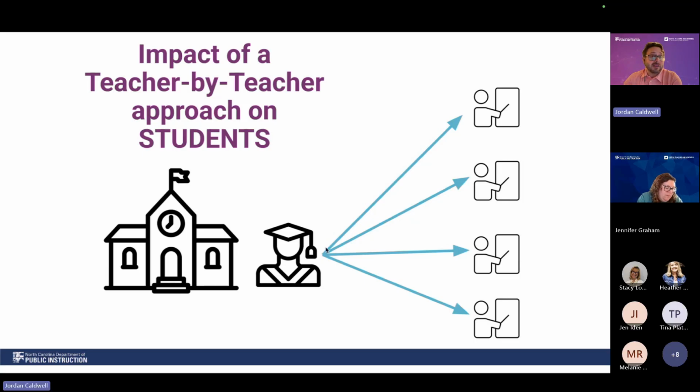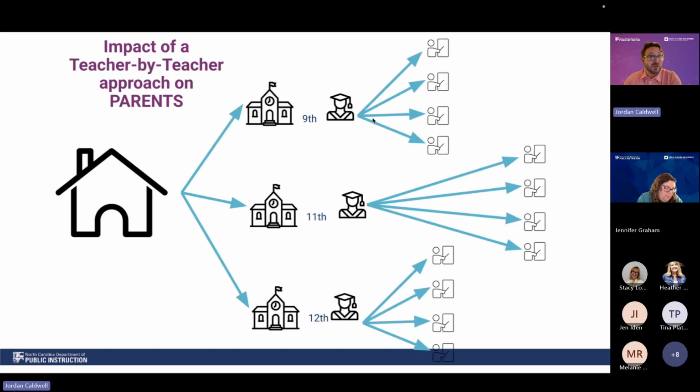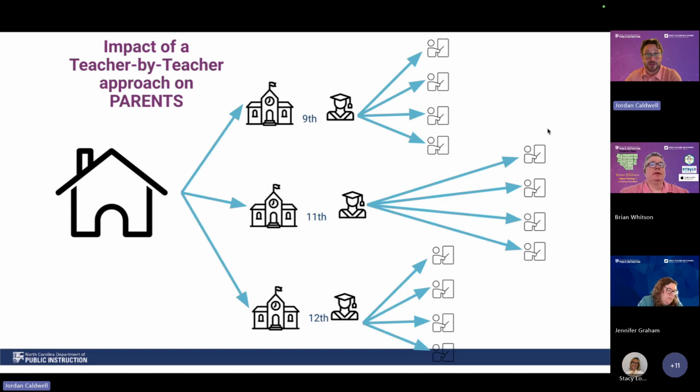Now put yourself in the shoes of a parent. Say I'm a parent at the high school level, and I have a 9th grader, an 11th grader, and a 12th grader. Again, on a block schedule, look at how many separate teachers that parent may be communicating with. And we always talk about why parents may be disengaged with us at the school, or parents just aren't involved. Look at all the different expectations we are then putting on our parent.